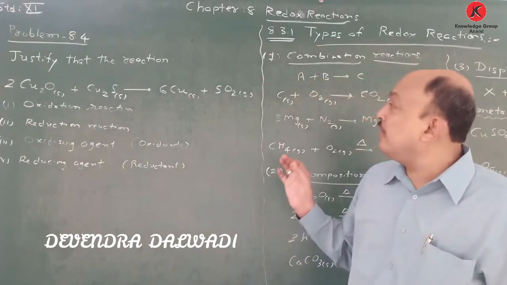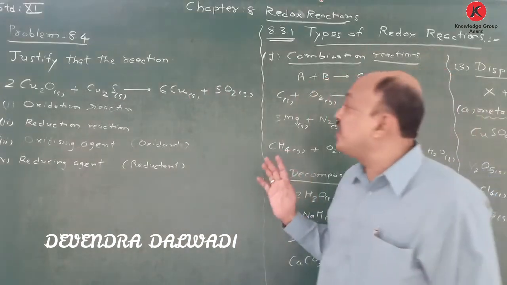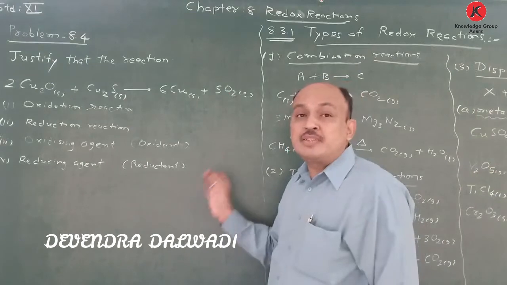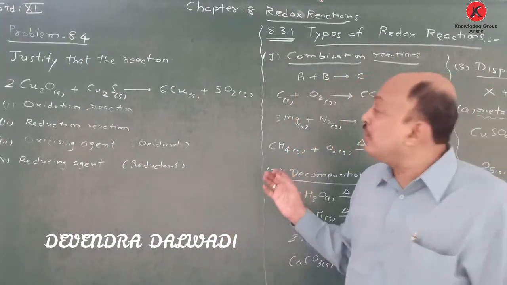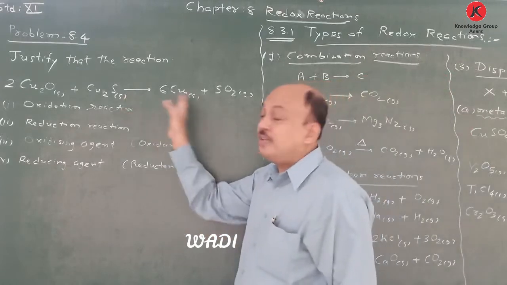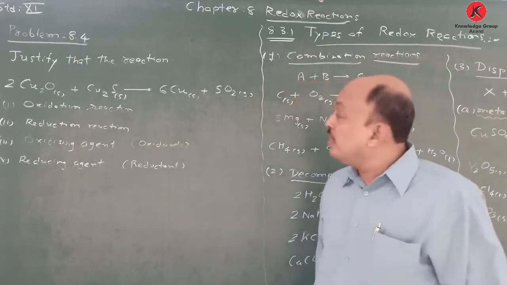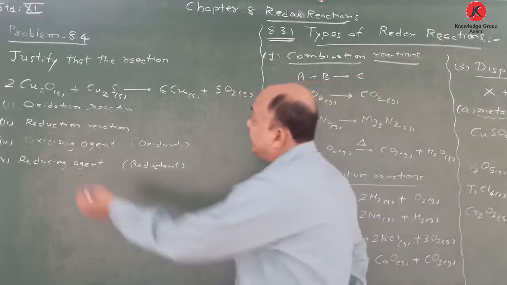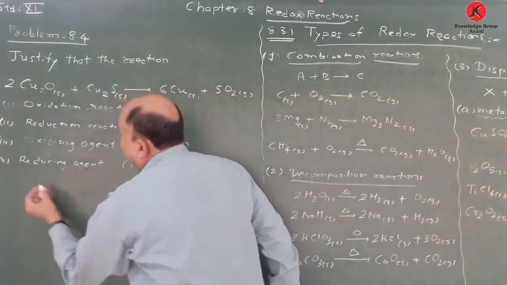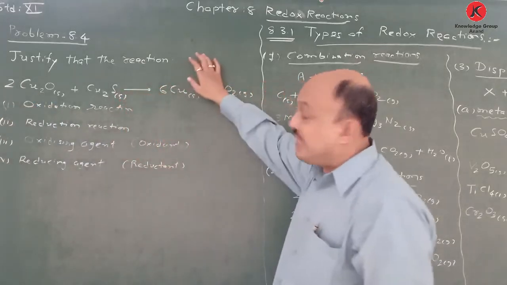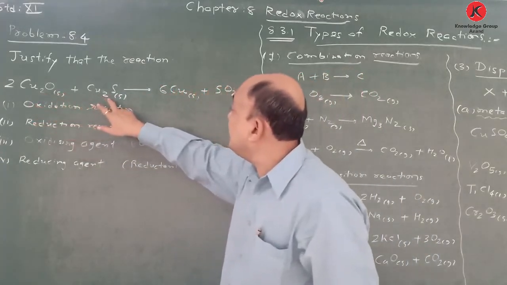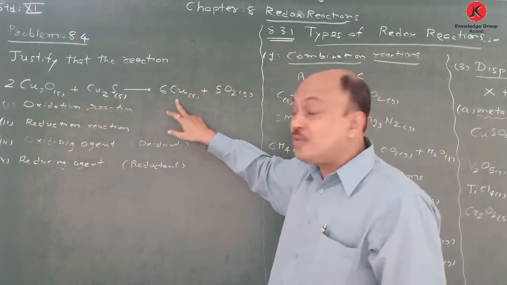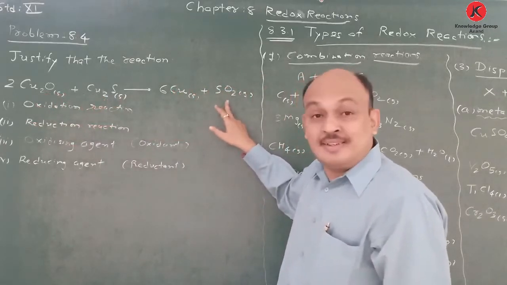First of all, if you don't know oxidation number, then you must know the rules for oxidation number. Read or see that particular lecture, and from that you identify how oxidation number is found. So once again I repeat: justify that reaction. The reaction is given: 2 Cu2O solid plus Cu2S gives 6 Cu solid plus SO2 gas.